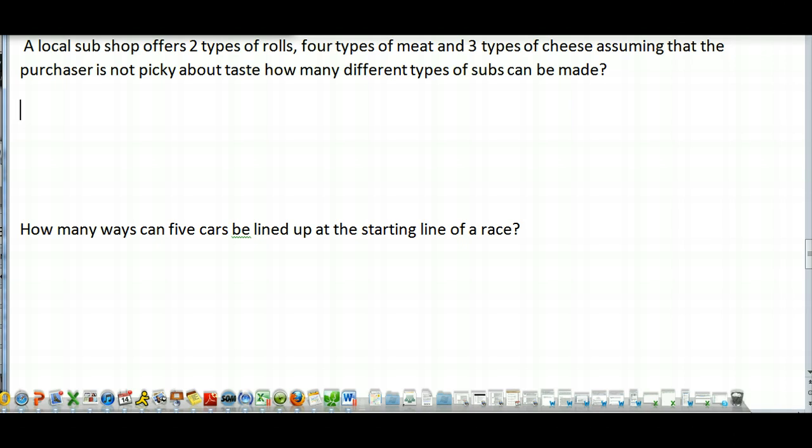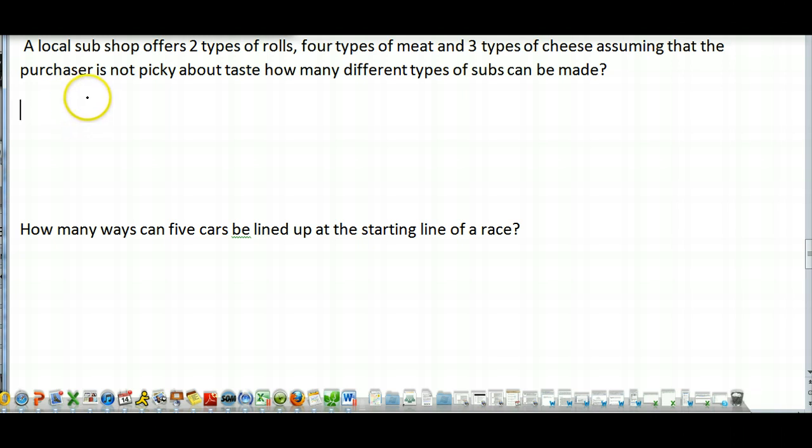types of cheese. Assuming the purchaser is not picky about taste, meaning that they're not going to reject Swiss cheese or provolone cheese or anything, they're willing to put anything on the sub, any combination, how many different types of sandwiches can be made? This involves the fundamental counting principle, or determining the number of outcomes.